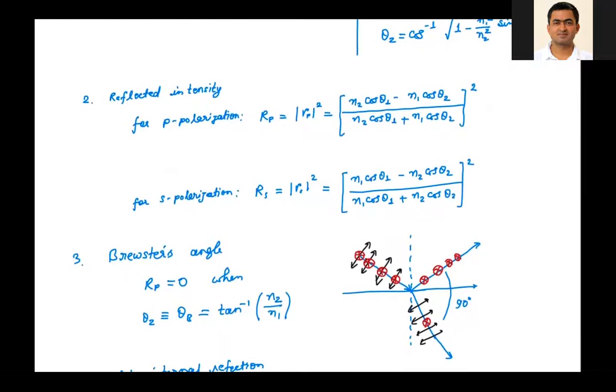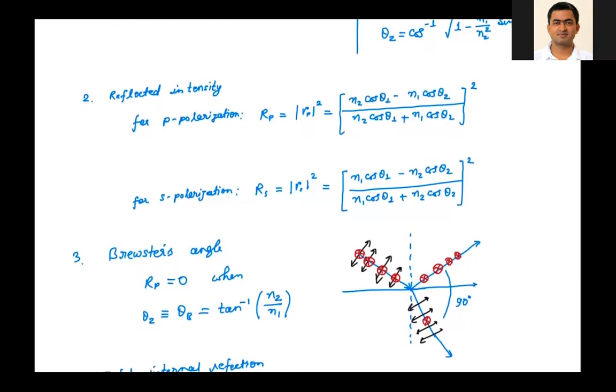Okay, so when you look closer at these expressions, there are a few facts that you find. One is the concept of Brewster's angle. You can see this is the P polarized light, this is the S polarized light. And if you analyze this expression for the P polarized light, you find that RP actually becomes equal to 0.